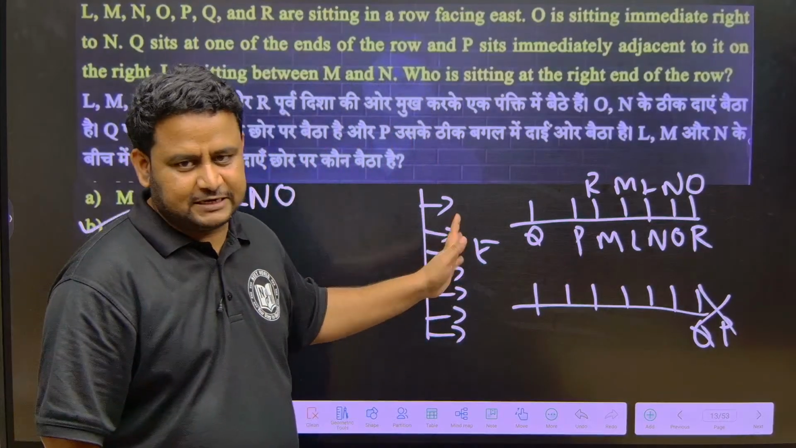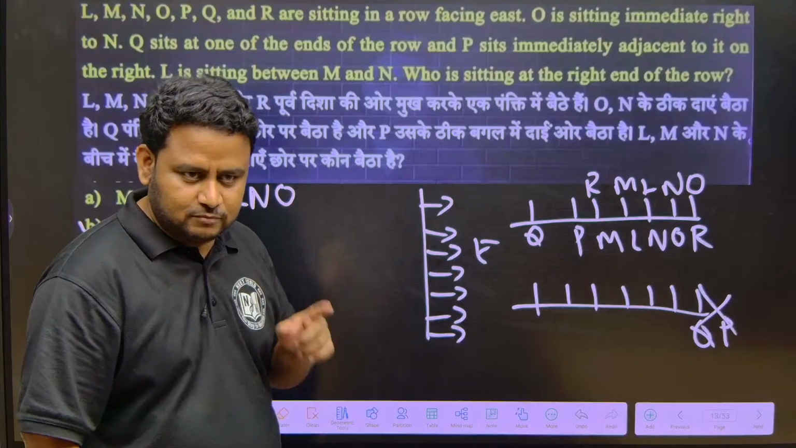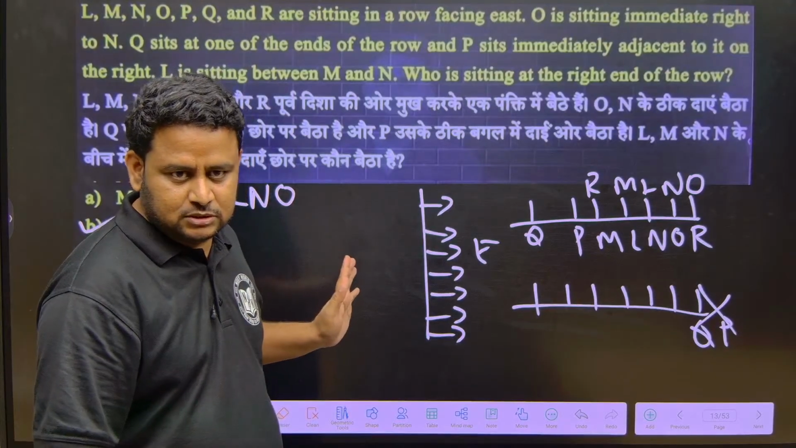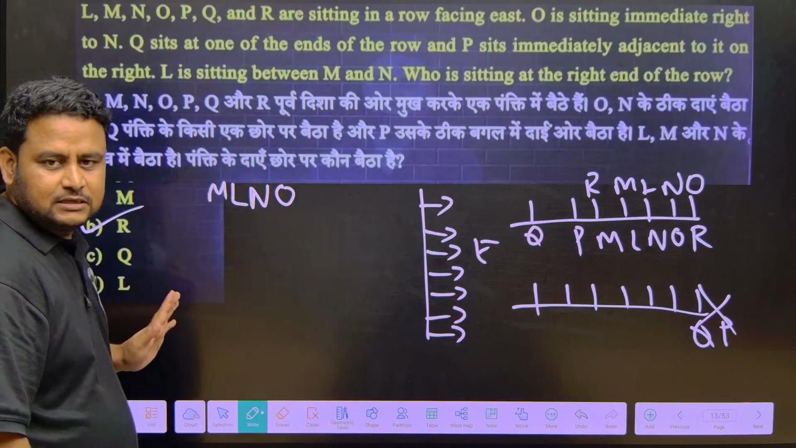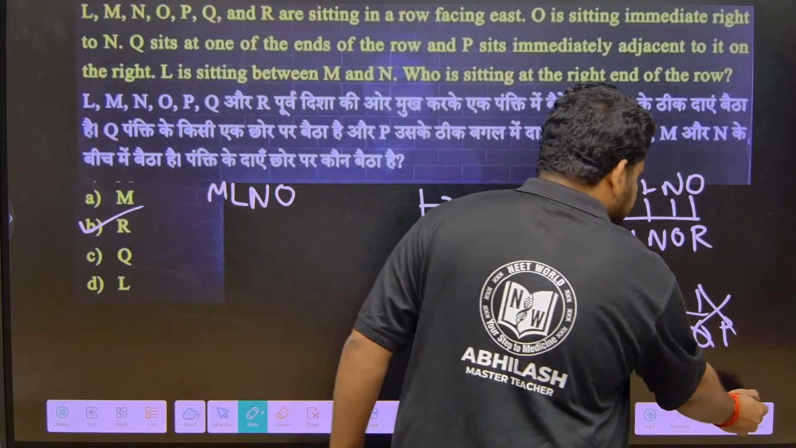Like this, you should be smart there. Look at the options also. Most important, please keep looking at the options. So the answer is R. Clear? Got it? Next one.